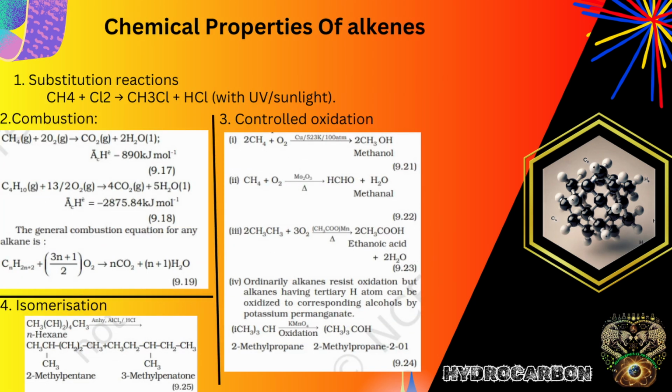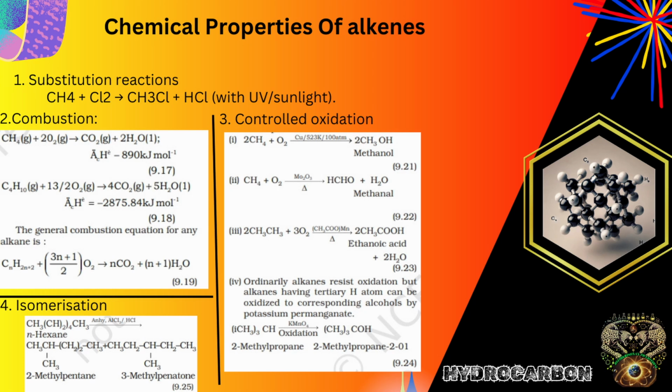Under UV light, alkanes react with halogens. For example, methane reacts with chlorine to form chloromethane. This involves initiation or radical formation, propagation or reaction of radicals, and termination or radical combination. This is called a substitution reaction.